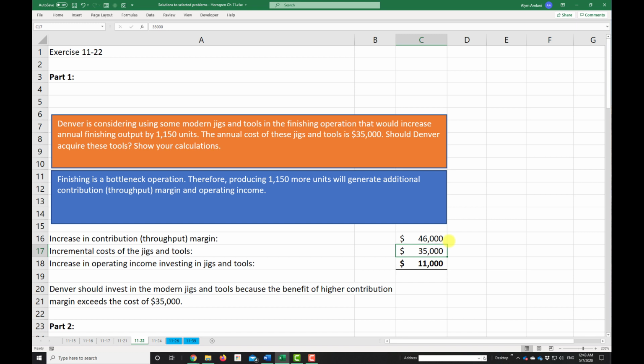Now, the incremental cost of the jigs and tools is $35,000, and therefore we're going to get an increase in operating income of $11,000. Now, I will point out, we're ignoring here the fixed costs per unit because they don't change. Okay, so those things are irrelevant. Be careful again. It's an allocated fixed cost, and it is tempting to try to include them in your analysis, but they're not going to change. Okay. The conclusion here: Denver should invest in the modern jigs and tools because it's going to increase both operating income and contribution.